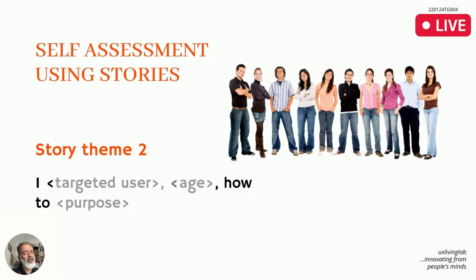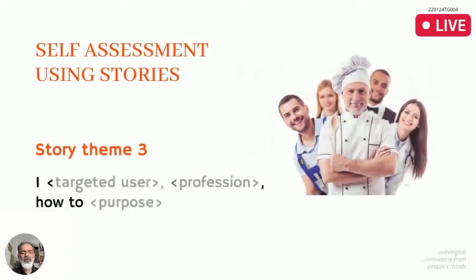So the age is a factor. This is another story theme. Like that, you can apply the story theme by considering different ages. I am a person having 17 years. I am a person having 35 years. I am a person having 60 years. So how to automate social media using this?